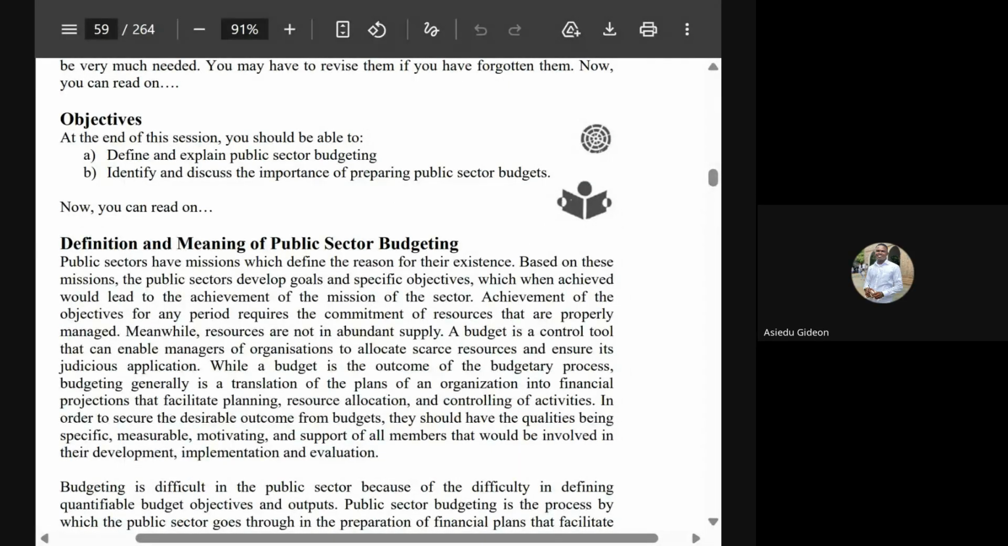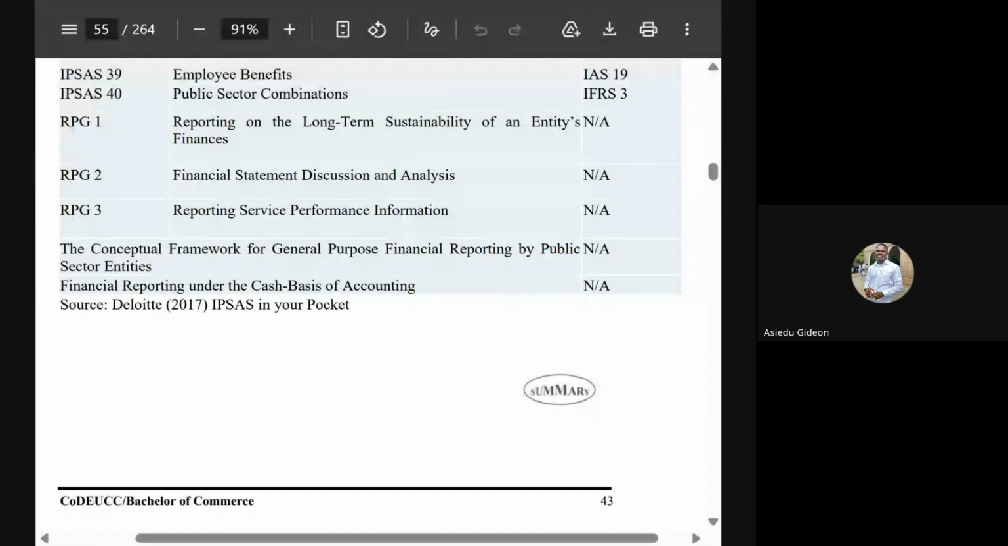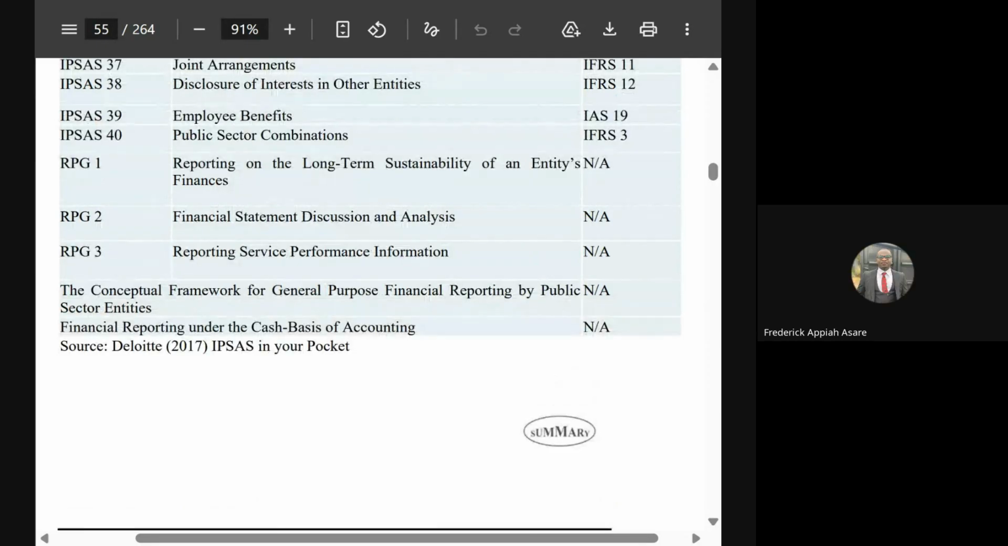Please, at the end I have seen the RPG. What is the meaning of the RPG? At the end of the IPSAS pronouncements, I could see RPG 1, RPG 2, RPG 3. It is a new standard that has come. You realize that currently people are trying to go into the environment, that is the sustainability side of the environment. So the public sector is also interested in it.